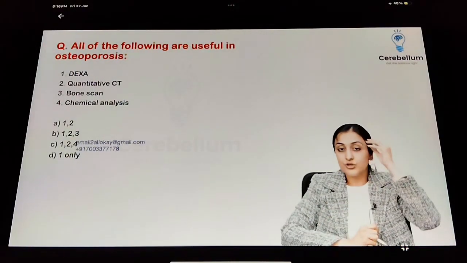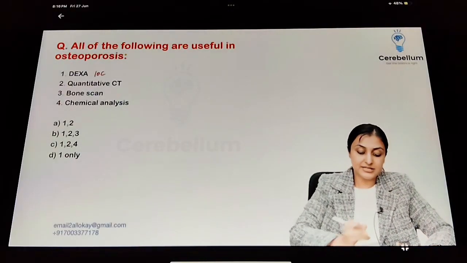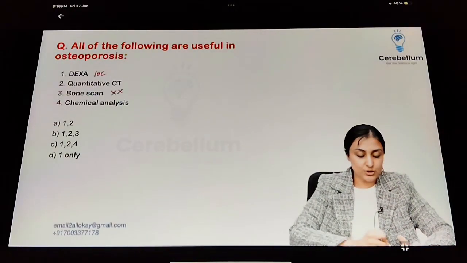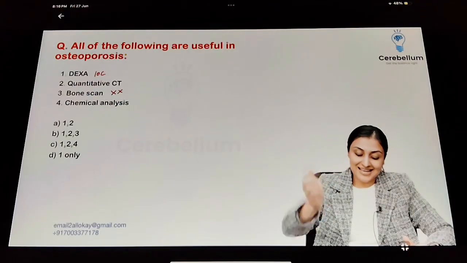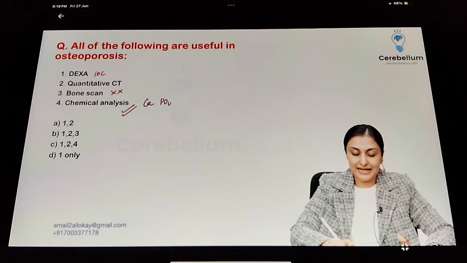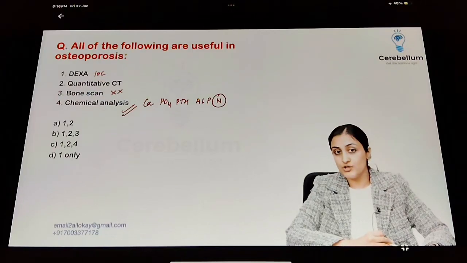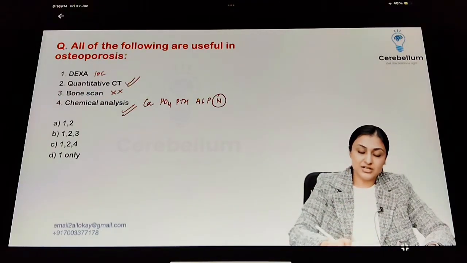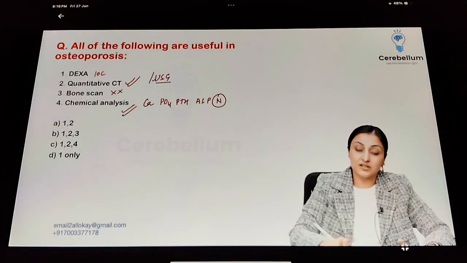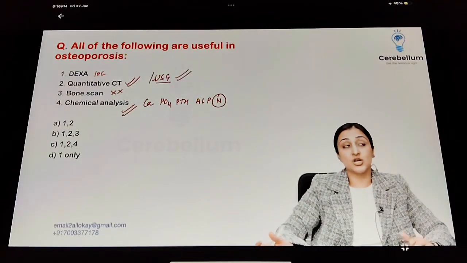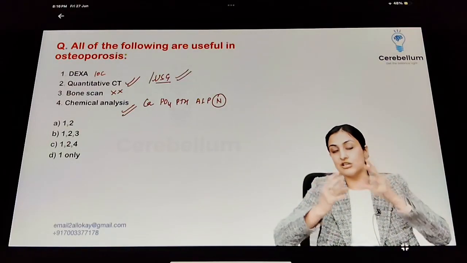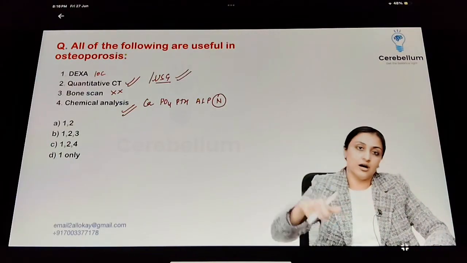All of the following are useful in osteoporosis. DEXA is the investigation of choice. Bone scan has no role in osteoporosis, and we'll talk about bone scan in a few minutes. Chemical analysis is useful because we will find that all of the values are normal and it helps to rule out other metabolic bone diseases. Quantitative CT is a new investigation, and we are also now doing quantitative ultrasound. These are new investigations which are going to replace DEXA in the future because they give you a full 3D volumetric bone mineral density.